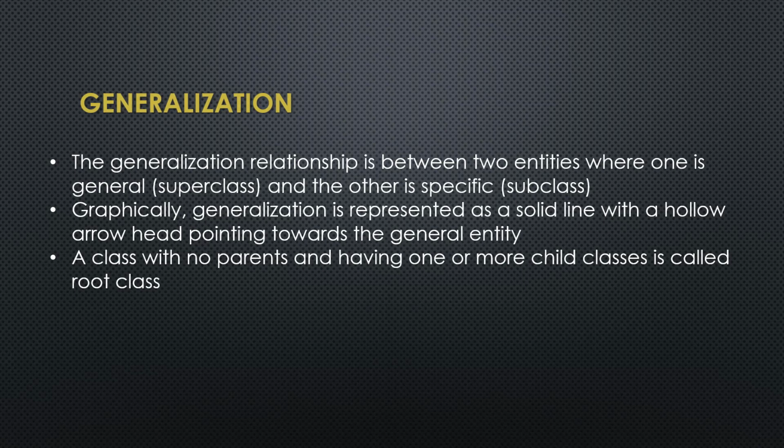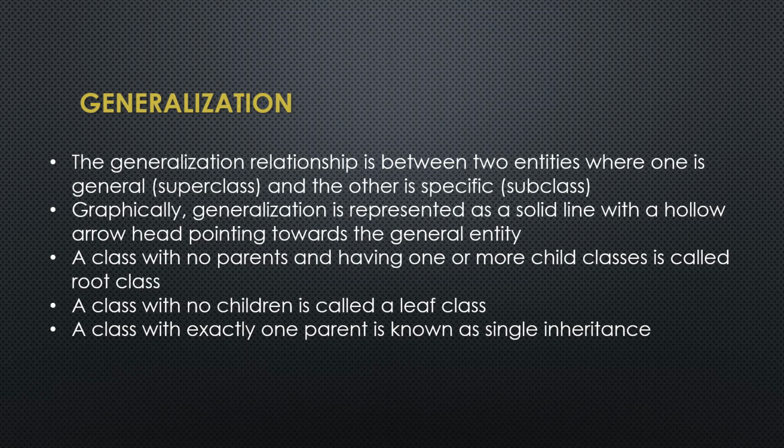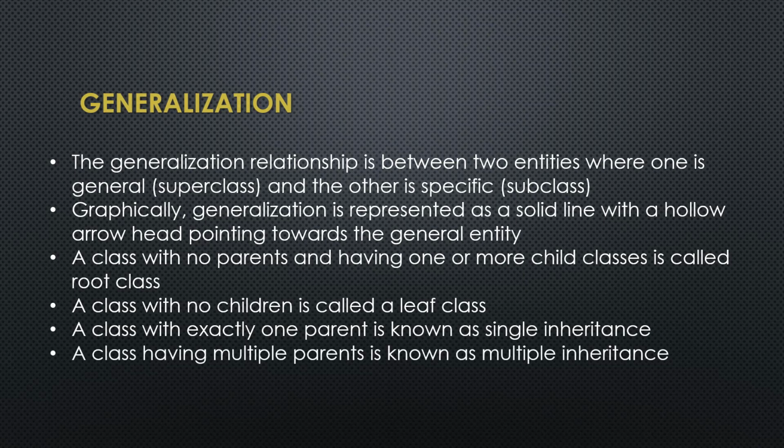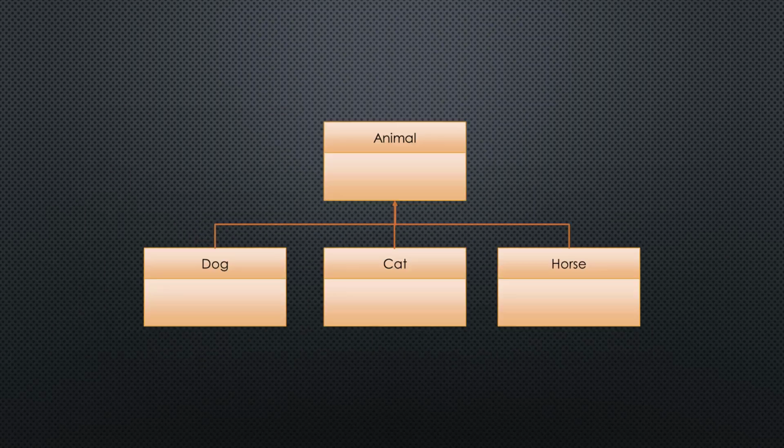A class with no parents and having one or more child classes is called a root class. A class with no children is called a leaf class. A class with exactly one parent is known as single inheritance. A class having multiple parents is known as multiple inheritance. Here again, the class animal, the subclasses dog, cat, and horse.